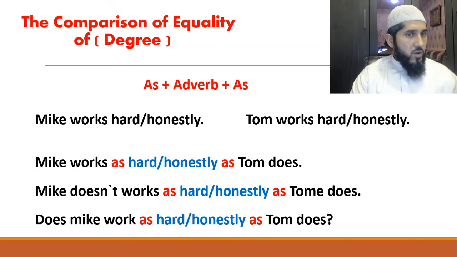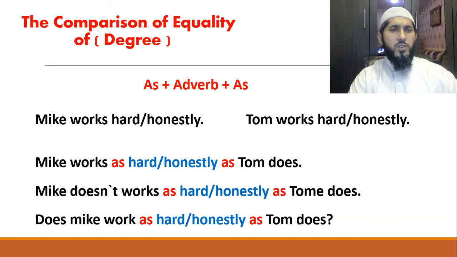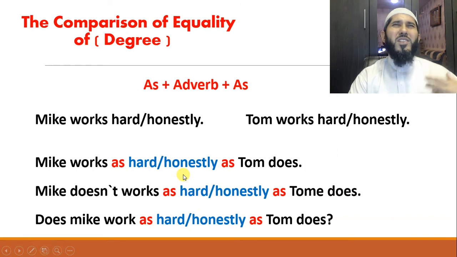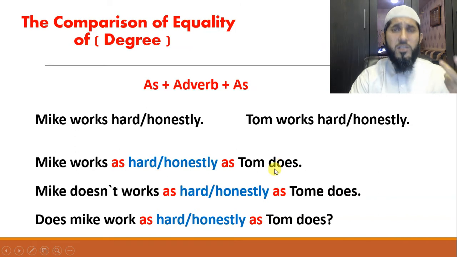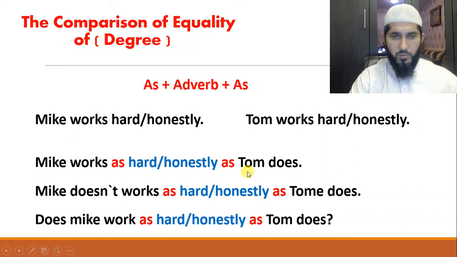So Mike works hard and Tom works hard, and now we're trying to put these ideas into one sentence. So this is how we do it. Mike works as hard as Tom does, or Mike works as honestly as Tom does. Now if somebody says Mike works as hard as Tom and they don't use the auxiliary does, in spoken English it's okay, it's acceptable. But it's going to be more formal to use the auxiliary according to the tense, here with simple present tense. So does, and according to the subject.